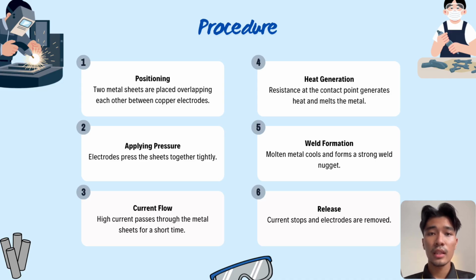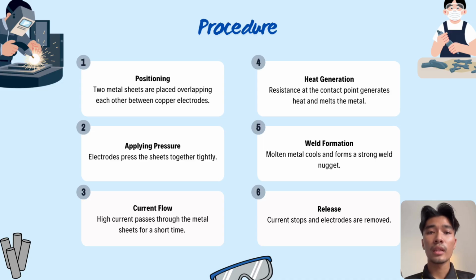After that, a very high electric current with low voltage flows through the electrodes and across the contact point of the metal sheets. The current only flows for a short time, but it is strong enough to generate a large amount of heat. Next, the heat is produced because of the electrical resistance between the metal surfaces. The highest resistance occurs at the interface of the sheets, so the heat becomes concentrated at that region. As the temperature increases, the metal surfaces begin to melt.